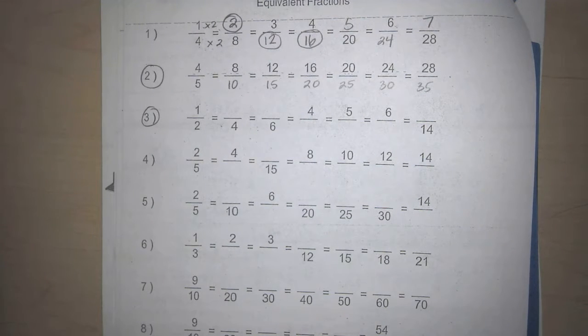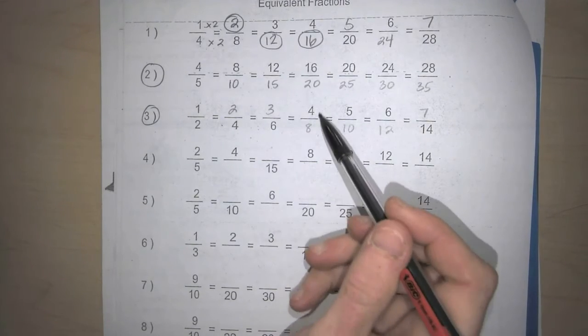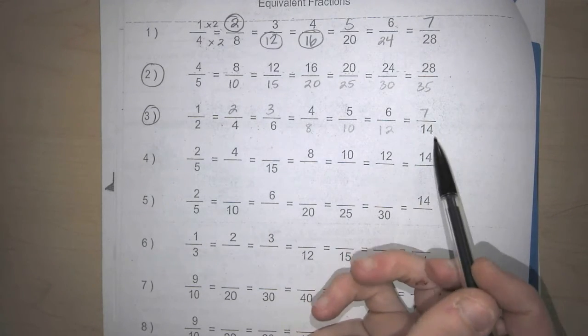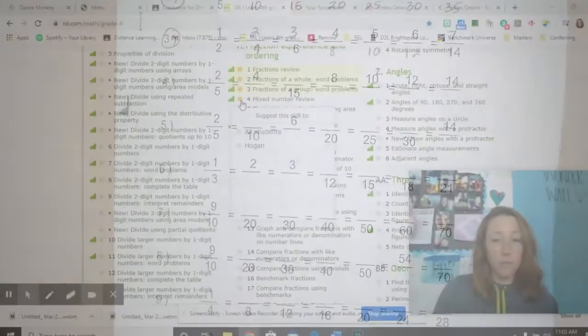So pause it, quickly figure it out, and come back, bam, they'll all be there. Okay, so 1 half, 2 fourths, 3 sixths, 4 eighths, 5 tenths, 6 twelfths, 7 14ths. You want to do the rest? You totally can, but you are not required to.